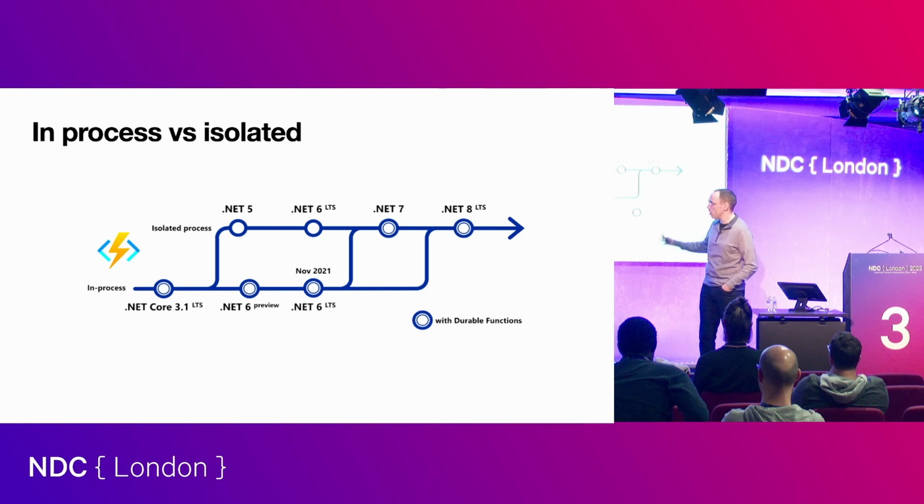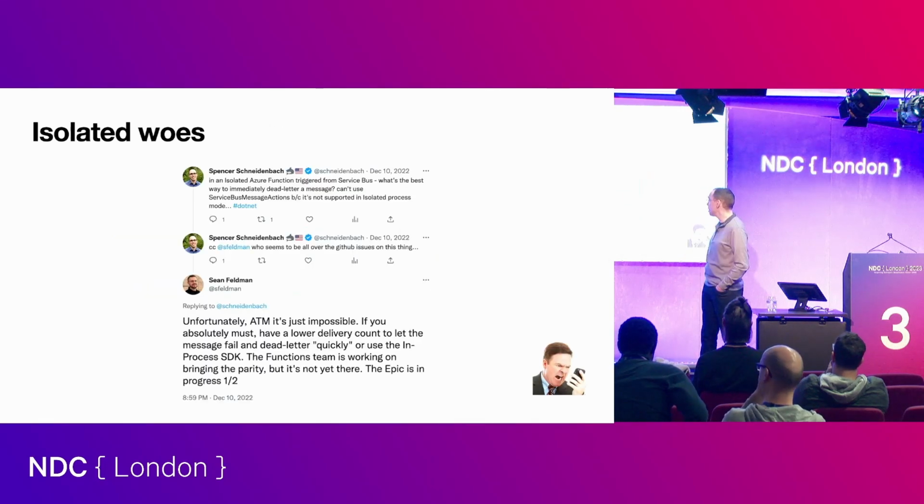This is a thing straight off of a Microsoft blog. They say in process is being phased out. We're going to have it for .NET 7, kind of sort of, and then we're going to go on to .NET 8, and in process is going to go away, and isolated is going to be the new cool thing, which is all well and good. But there are nuances, again, going back to that nuance concept.